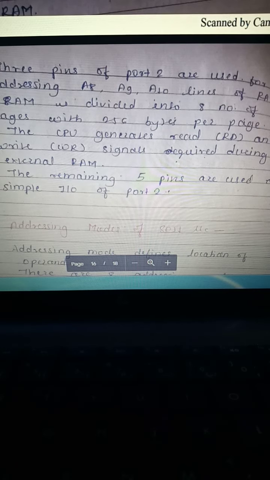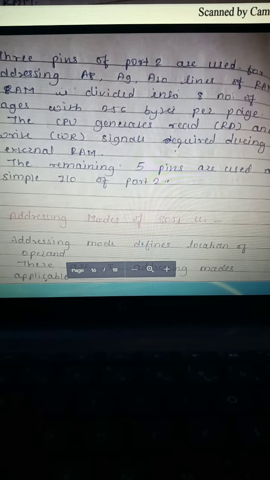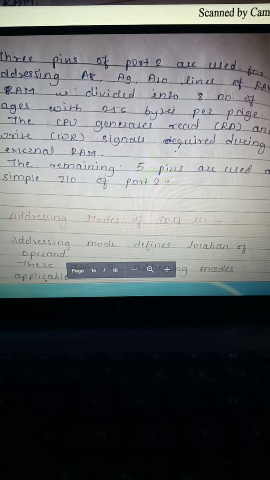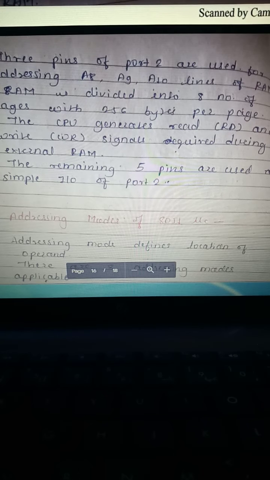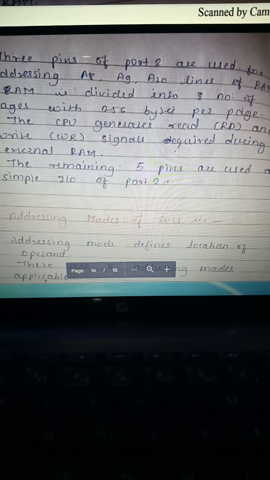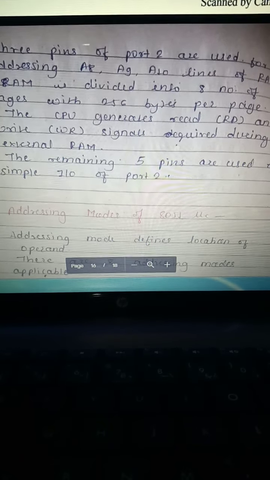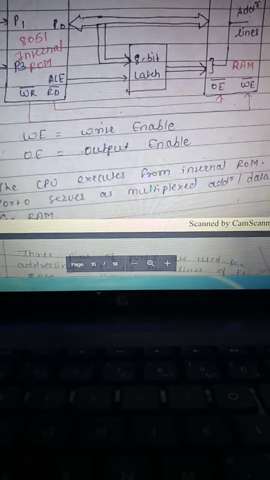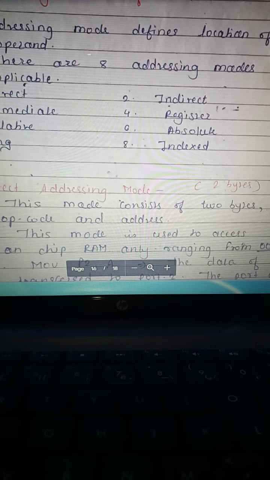These three lines are used to address the RAM. RAM is divided into 8 pages with 256 bytes per page. So the CPU generates the read and write signals required during external RAM access, and the remaining 5 pins are used as a simple input output port. So this is the way external data memory is interfaced with the 8051 microcontroller.